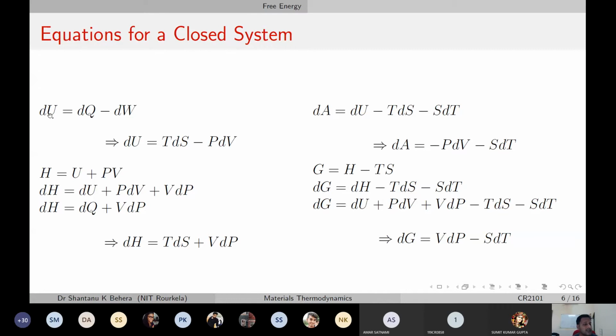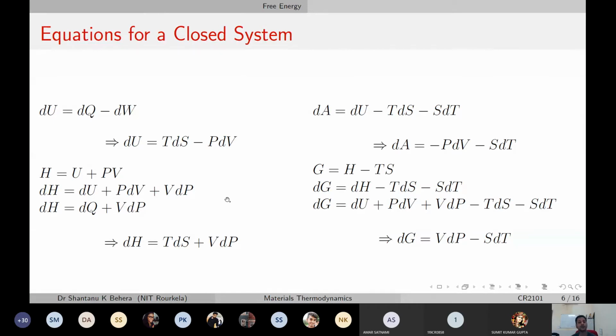If you talk about change in internal energy, you know that dU is dq minus dw, which comes from the first law. And you know that from the second law, we define reversible dq as TdS, simply because dS is equal to dq by T. So now dU becomes TdS minus PdV. This is a fundamental equation for the change in internal energy.